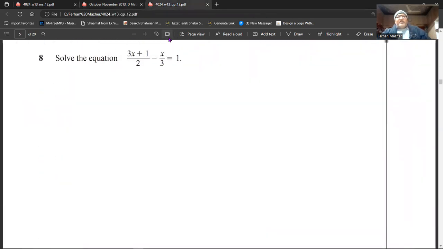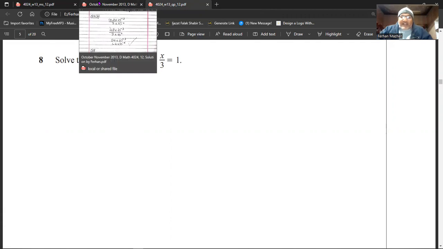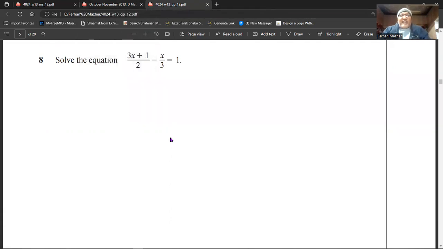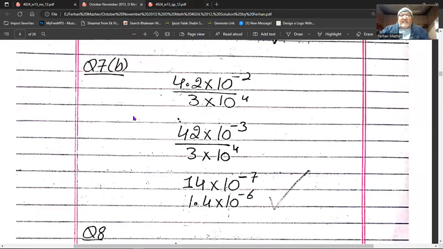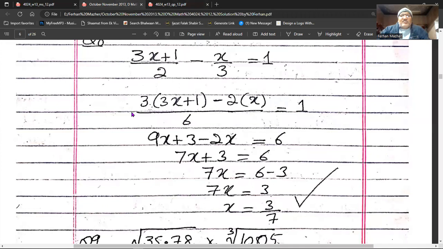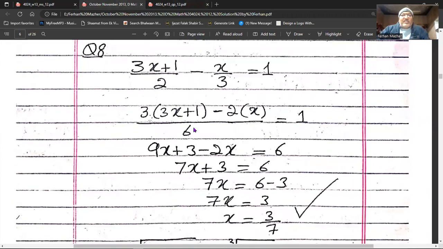Question number 8, it's a 2 marks question. We have to solve the equation, and we have to find out the value of x here. That is called solving. Solving means to find out the value of x. Here we have two fractions on the left side equal to 1. So I can find their LCM. The denominators are 2 and 3. So their LCM will be 6.